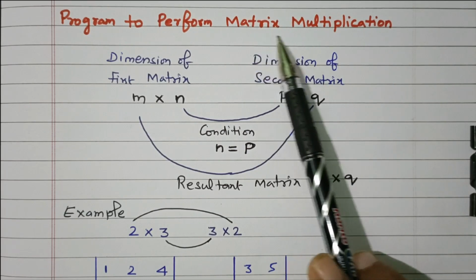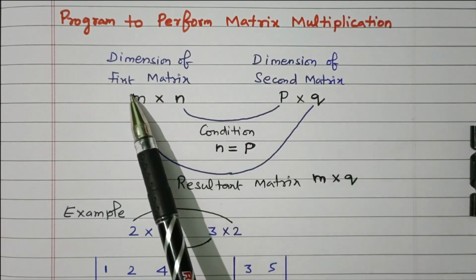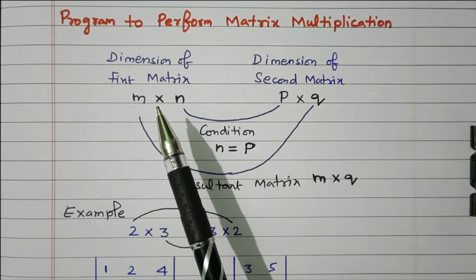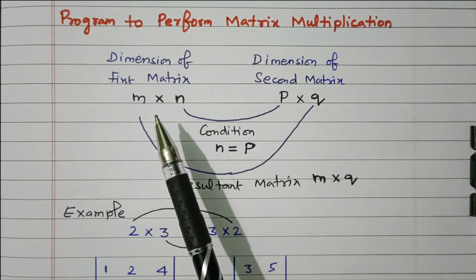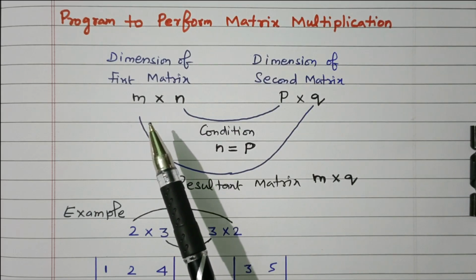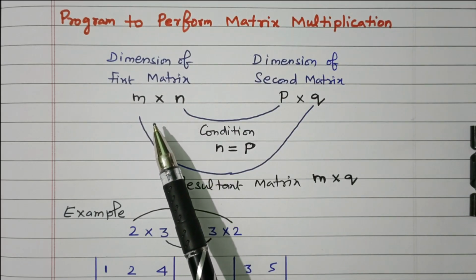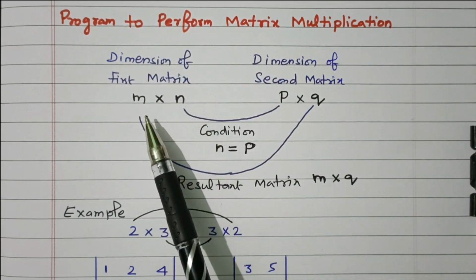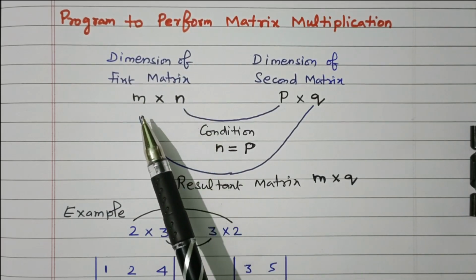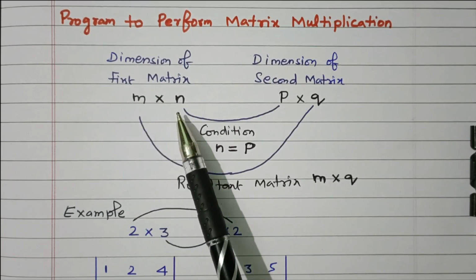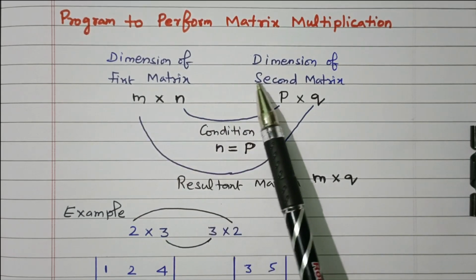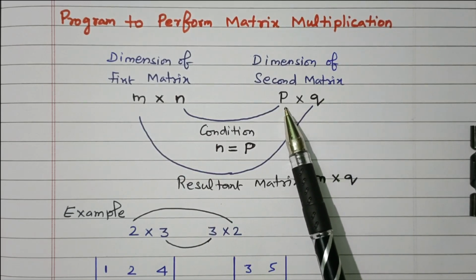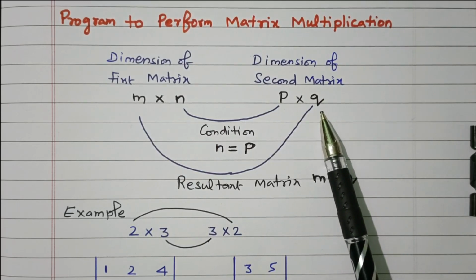Now we'll see what matrix multiplication is. We'll see the dimension of the first matrix. Some conditions are available, and based on the condition only we can perform the matrix multiplication. So let us consider the dimension of the first matrix is m into n, that is, number of rows is m, number of columns is n. Similarly, the dimension of the second matrix is p into q, number of rows is p and number of columns is q.